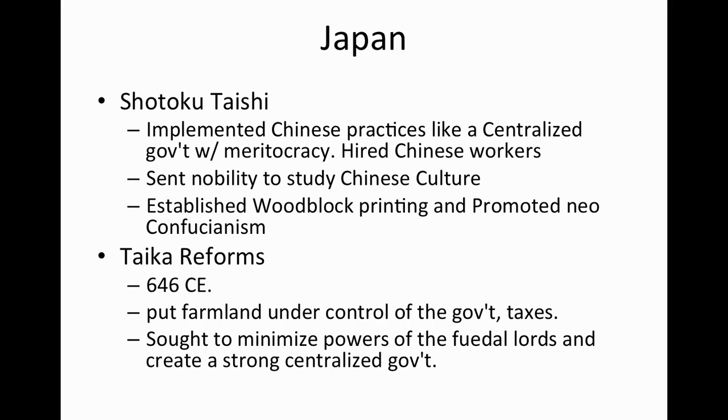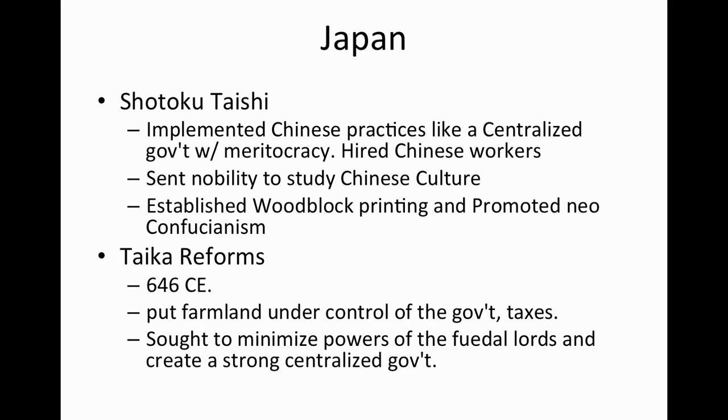He's going to hire Chinese workers. He's going to send nobility to study Chinese culture. He's going to establish woodblock printing and promote Neo-Confucianism. So that's a change in Japan. So during this time, during the Song and Tang dynasty, Japan is going to become more like China for a small time period, around 646. These are known as the Taika reforms.